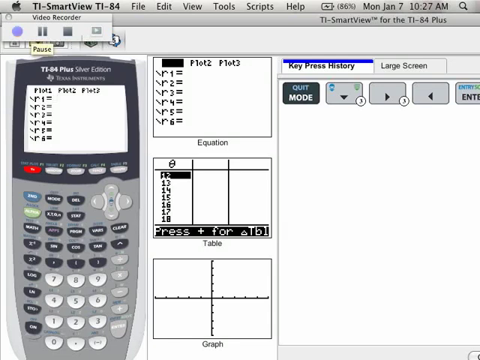Make sure you're in the polar mode. And when you're in the polar mode, you just type in your equation. So in this case, it was 1 plus 2 cosine theta.